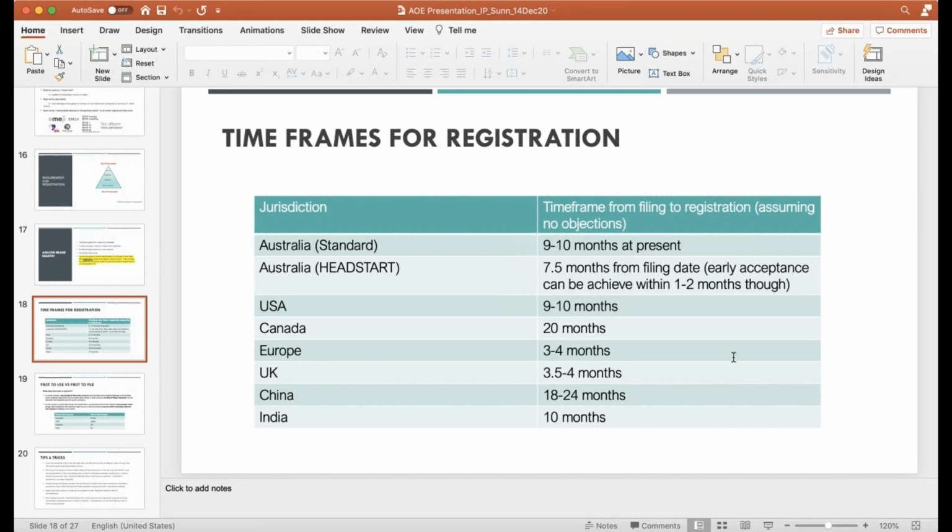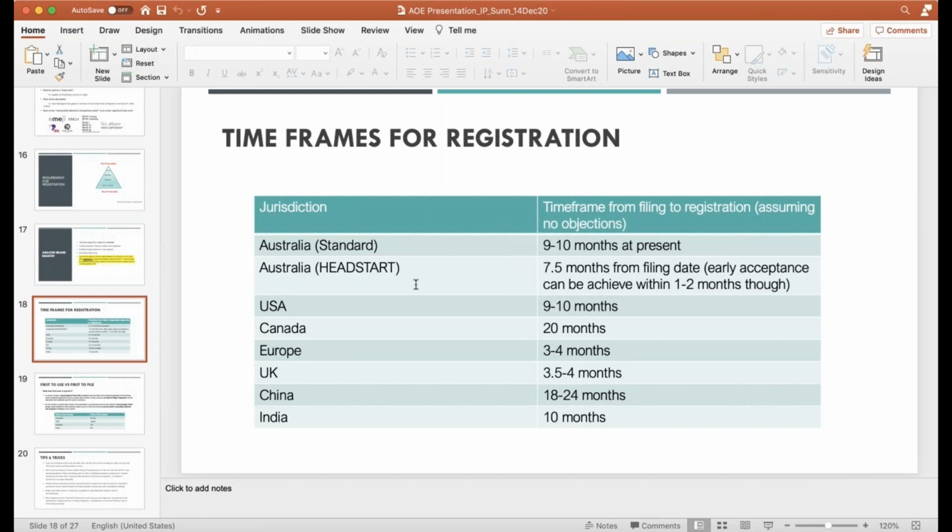Most people will be looking at either Australia or US first. Australia, the quickest you can get one is 7.5 months from the filing date. You can get actual early acceptance around 1 to 2 months, but Amazon will not accept that for brand registry purposes yet. And that's only if you use the Head Start program, because if you get a clear report in the preliminary report, then you'll get an early acceptance within about 4 weeks from the filing date.